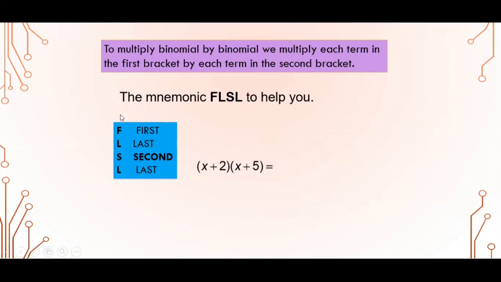Now to multiply a binomial by a binomial, we multiply each term in the first bracket, this is the first bracket, by each term in the second bracket. This is our second bracket. So this mnemonic FOIL will help you. F stands for first, and L for last. And this is the second. When we are talking about first and second, we are talking about the first binomial. So first and last. Let us observe how we go about it.